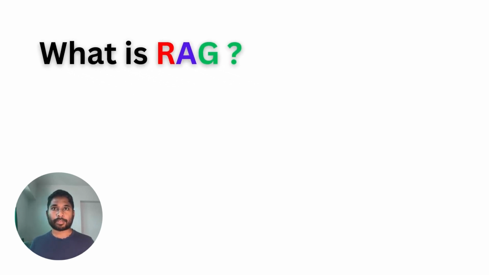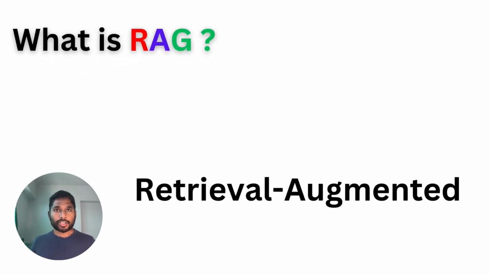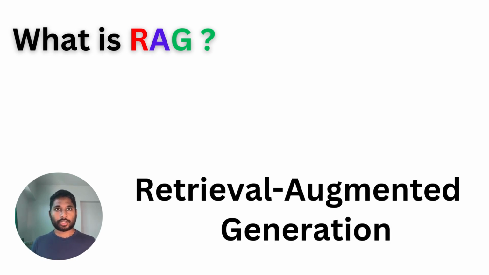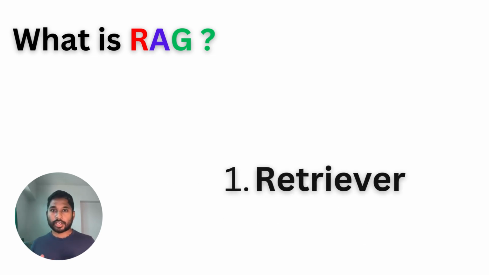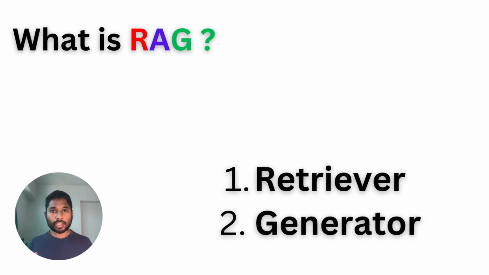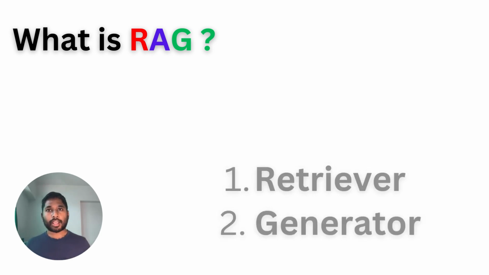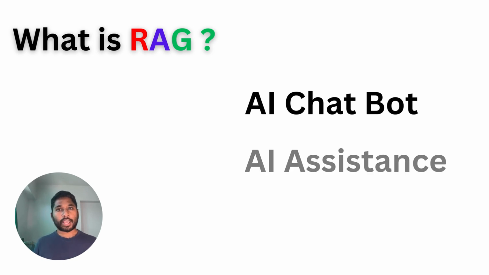What is RAG? RAG stands for Retrieval-Augmented Generation. It combines two powerful AI components. First, a retriever to fetch the most relevant information from your document. Second, a generator to craft a human-like answer from that information. Essentially, RAG can act as a chatbot or assistant that answers your questions using only the document you provided.